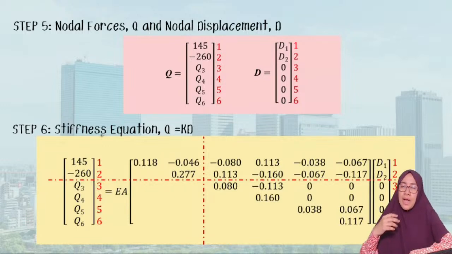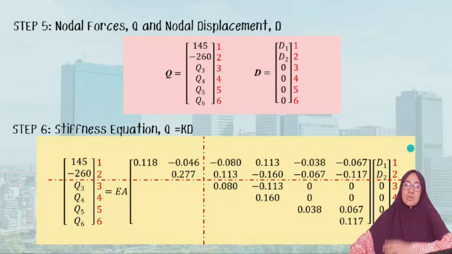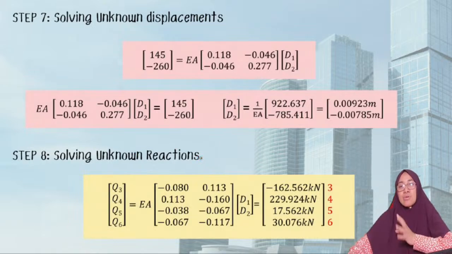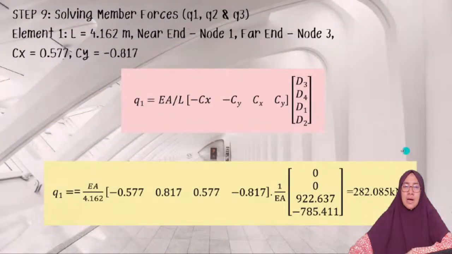After that we have to use the matrix knowledge that you have learned previously about matrix multiplication. We will get Q3 until Q6. Okay, so this is actually the process in the stiffness method. We solve the unknown reaction using the unknown displacement. And finally, for the truss, we have to continue to calculate member forces.